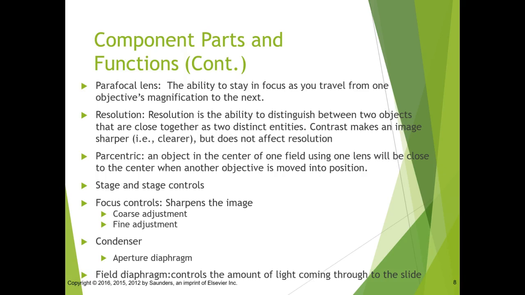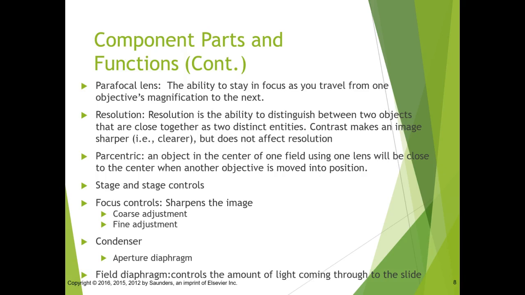Magnification makes an image larger, but does not affect the resolution. Parcentric means that an object in the center of field using one lens will be close to the center when you move it to another objective. So if you're looking at a cell, okay, and you're like, ooh, I wonder if that's a blast. Okay, you guys will know what that means in advanced hematology. So you switch your focus from the 10 objective to the 100. You hope that object is still in the same spot. You don't want to have to fish around for it again. Parcentric means it will remain in the same spot.